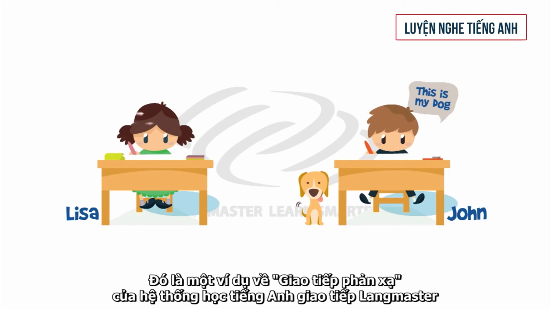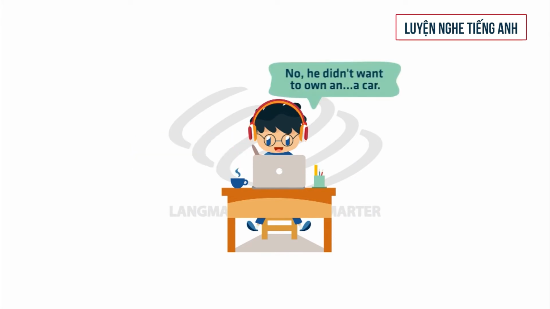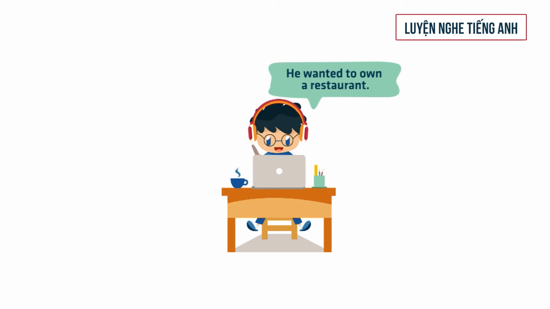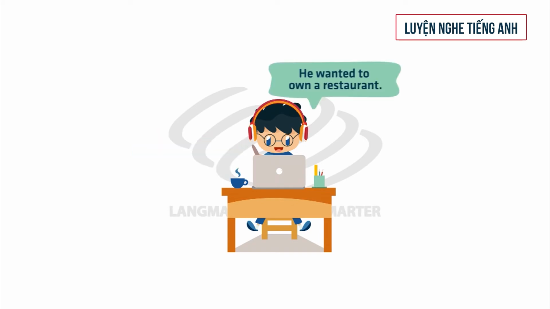Here's another one. There was a guy named John. He wanted to own a restaurant. Did John want to own a car? No. He didn't want to own a car. He didn't want to own a car. What did he want? He wanted to own a restaurant. Wow. He wanted to own a restaurant.